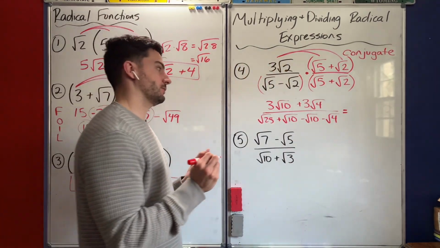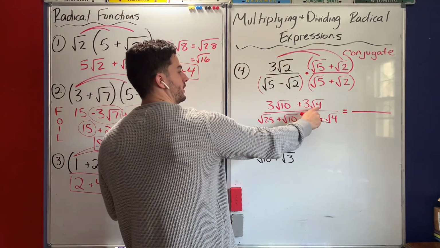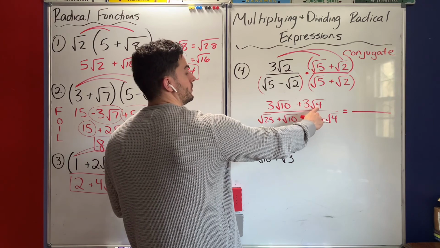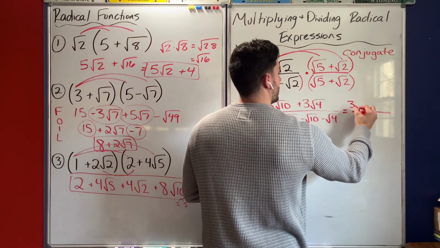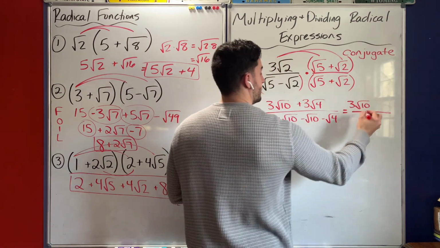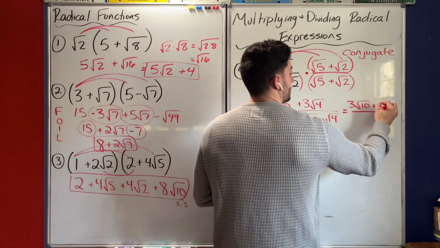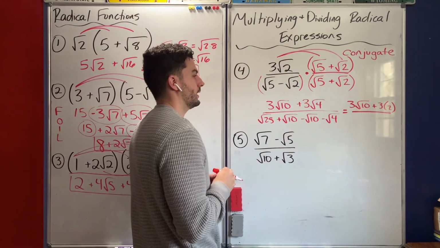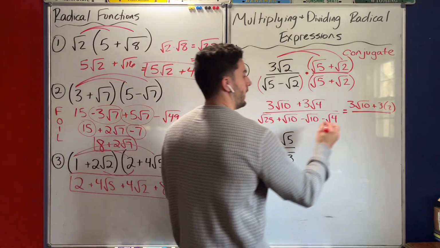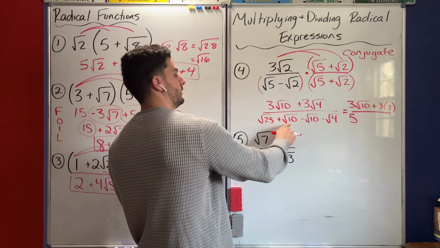Now let's see what happens when we simplify. On the top, there's not a whole lot to simplify. The only thing is this square root of 4. Square root of 4 is the same as 2. So really, I could rewrite the top as 3 times the square root of 10 plus 3 times 2, because that's what that square root of 4 turns into. And then on the bottom here, the square root of 25, that's a perfect square as well. I could say that's just 5. And then look, this is the cool part.